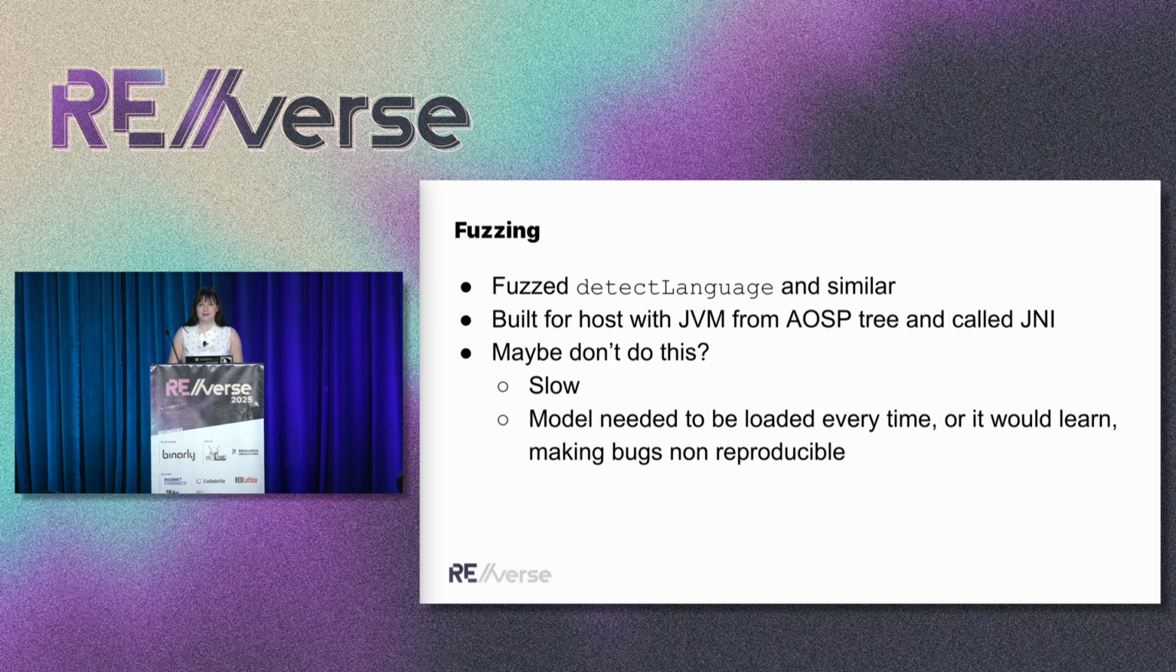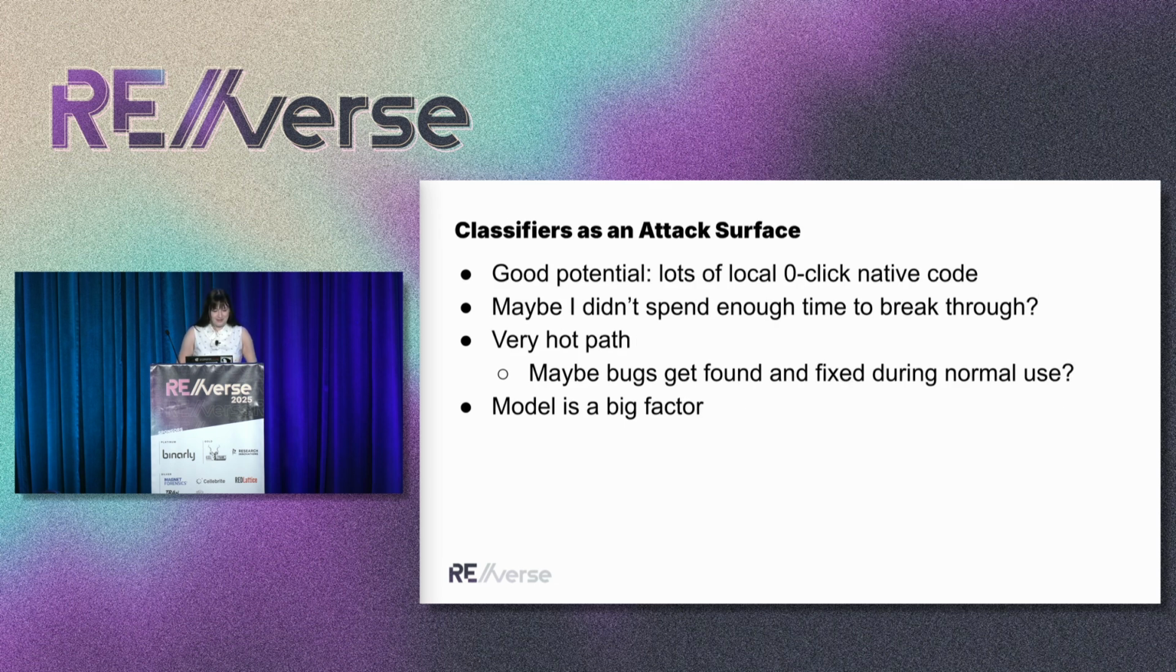It was super slow. Coverage didn't work right because of all the JNI calls. And also, the model needed to be loaded every time, or else it might learn something, and then your bugs weren't reproducible. So yeah, this was very slow fuzzing. I maybe just shouldn't have done this in the first place. And unsurprisingly, no crashes. So I thought I would be like super cool and find the first fully remote classifier bug, and sadly, this did not happen. But I still thought this was very interesting.